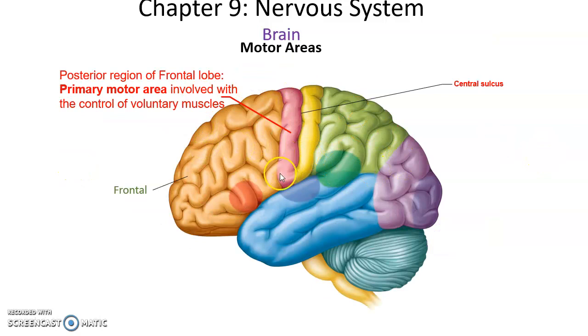All right, for motor areas, we have this strip of tissue that's part of the frontal lobe, the posterior part of the frontal lobe, right next to that central sulcus. This is called the primary motor area. So almost all of the commands for voluntary muscle movement, for controlling our skeletal muscles, originate in the primary motor area and then get sent out to those muscles.